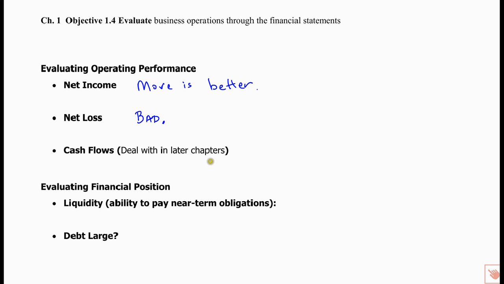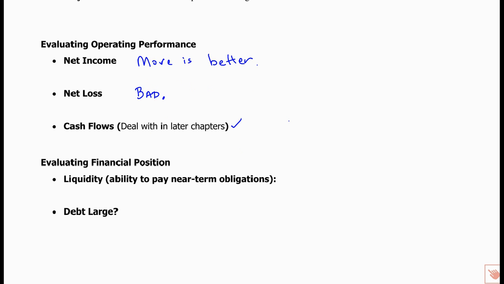Cash flows, we'll deal with this later, okay? This is very important, but we're really trying to get just the financial statements in the first few chapters: the income statement, statement of retained earnings, and balance sheet. So evaluating financial position, can you pay your near-term obligations? There's a thing called the current ratio.